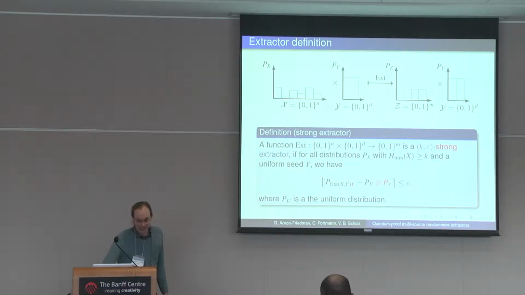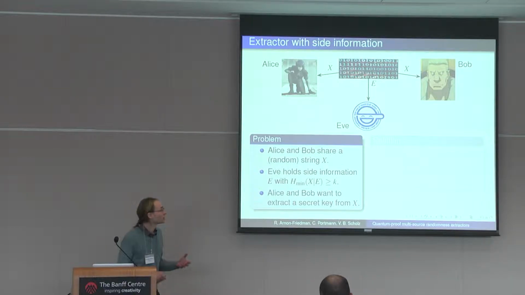But now in most applications where we want to use extractors, there's always some kind of side information present. A typical application, the one used in QKD, is a setting where two honest players receive some string X, and there's some dishonest player with some side information E. How we got into that situation, we don't care at the moment. We can do this in QKD. We can do this with some noisy source or noisy channels. There are many settings which allow us to arrive in this situation.